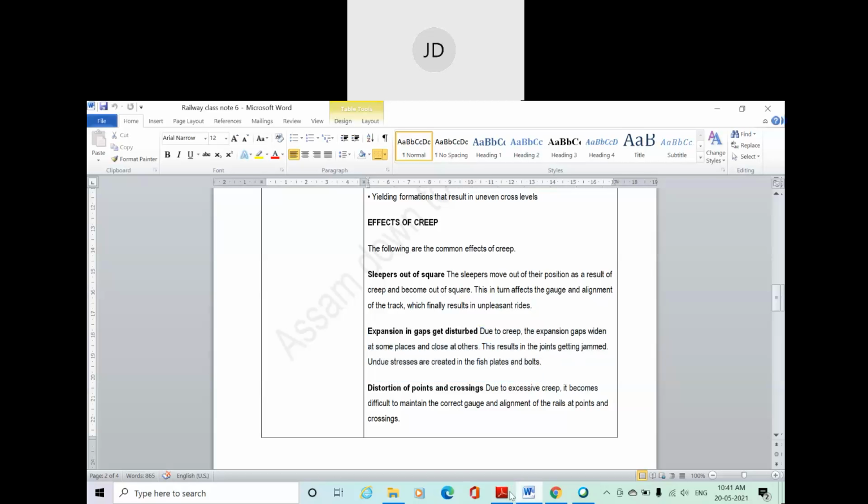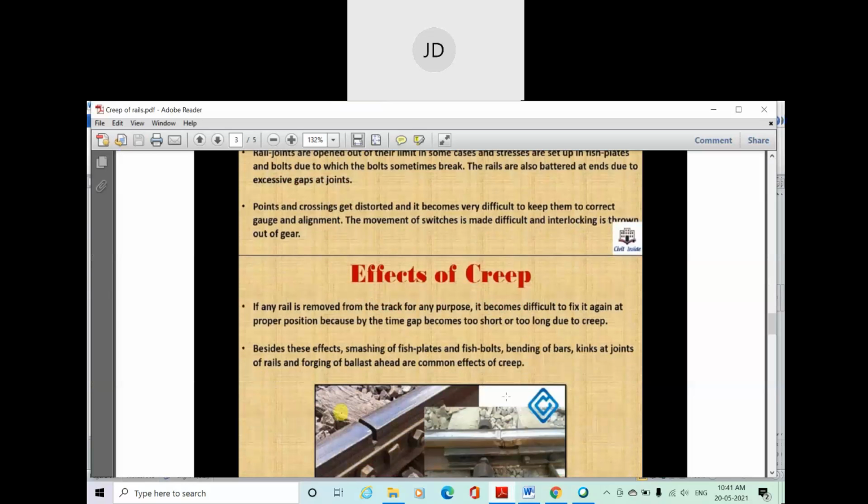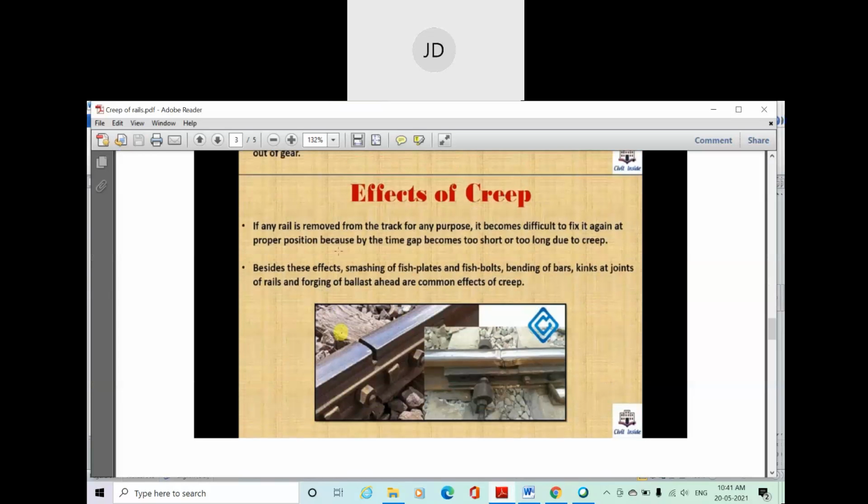Okay, I'll show you. Yeah, here you can see the effect of creep. This picture is basically showing you the situation before the creep. This is one rail part, and this is another rail part. They are fixed with this fishing plate and tightly bolted with this fastener. Fine, and this much expansion gap is provided.